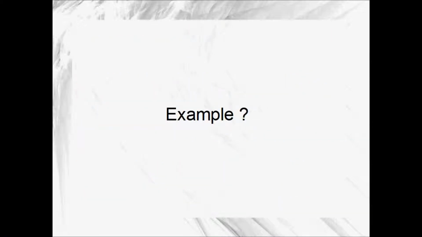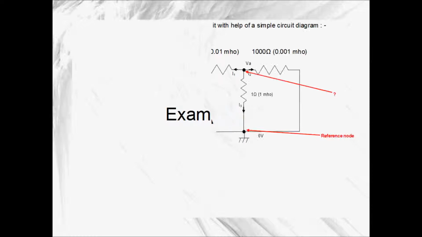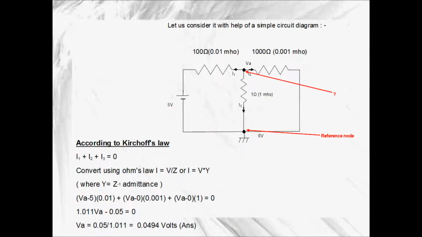Let's take an example of a simple circuit. As you can see in this circuit, there are 3 resistances connected to a 5 volt supply. The resistances are 100, 1000 and 1 ohm. A resistance is the simplest impedance device as it is independent of frequency.